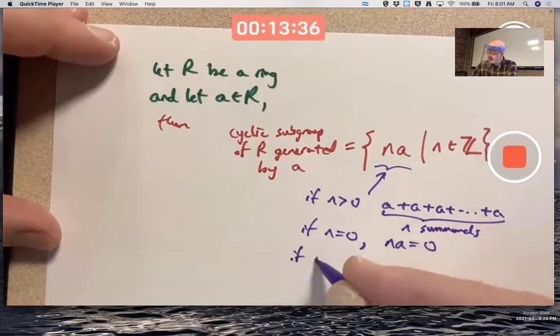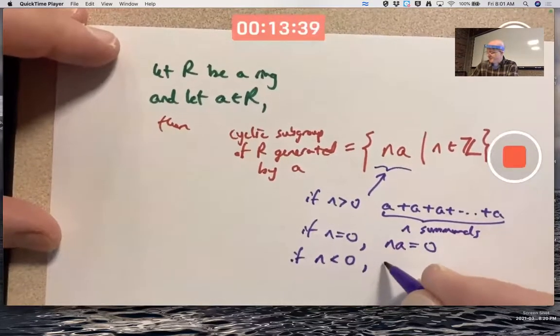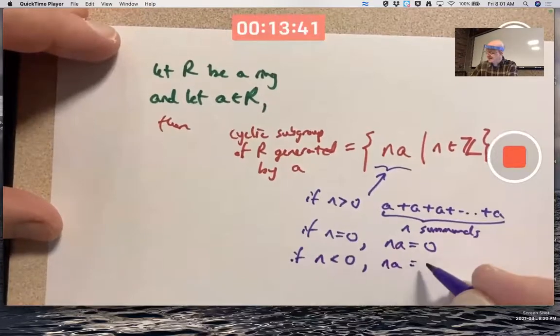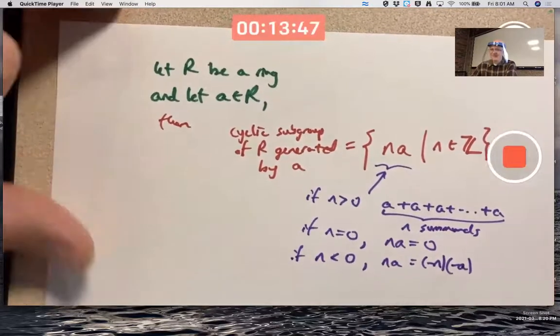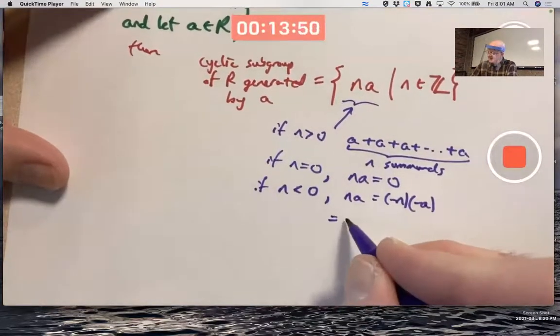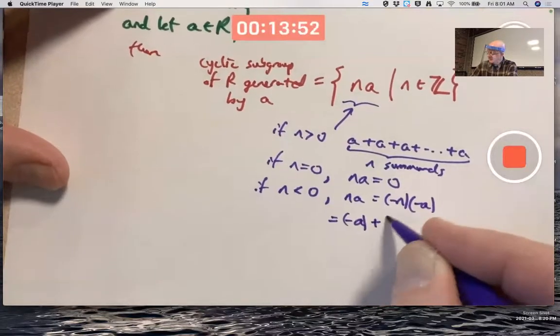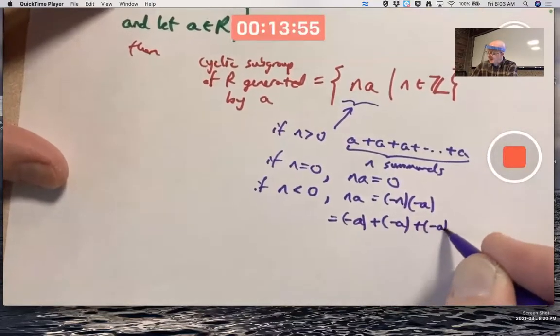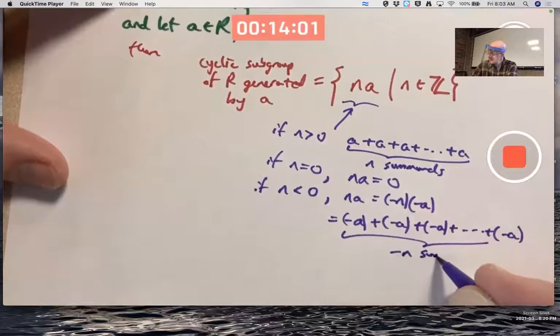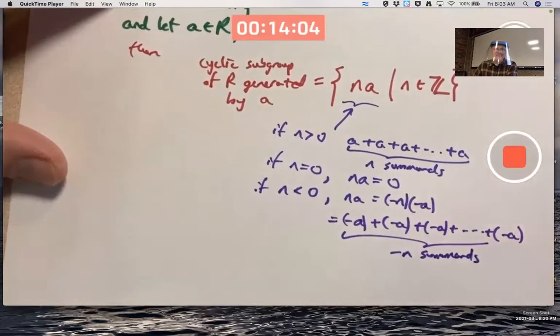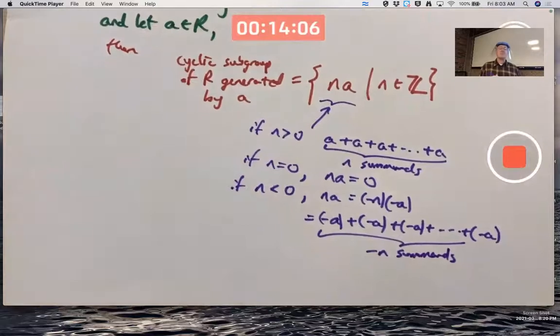And if N is negative, NA really means negative N times the additive inverse of A, and negative N would be positive. So this really means negative A added to itself with N summands. I should say negative N summands, because negative N would be a positive integer. That would be the cyclic subgroup generated by A if you ignore the multiplication, only focus on the addition.